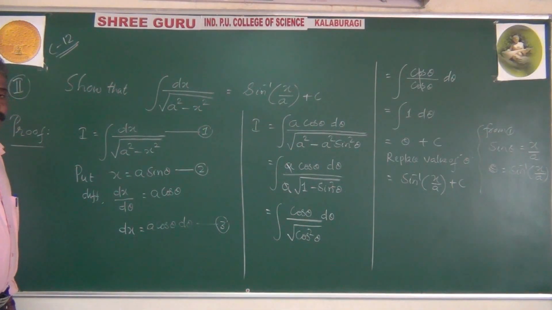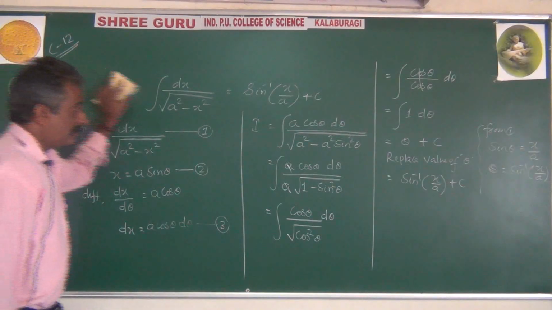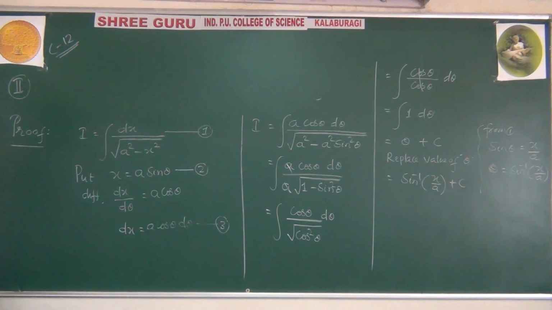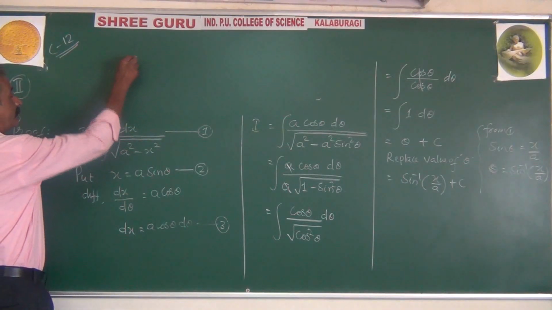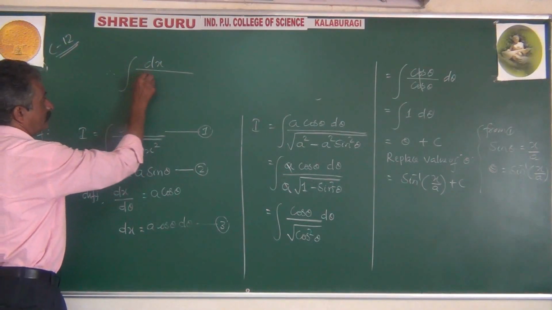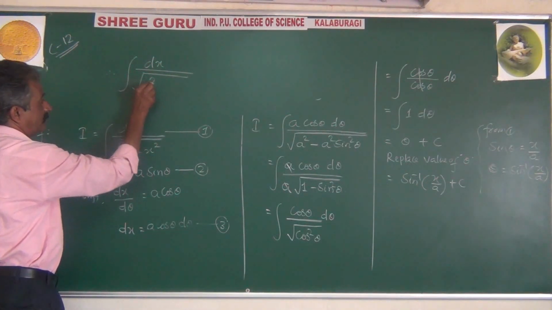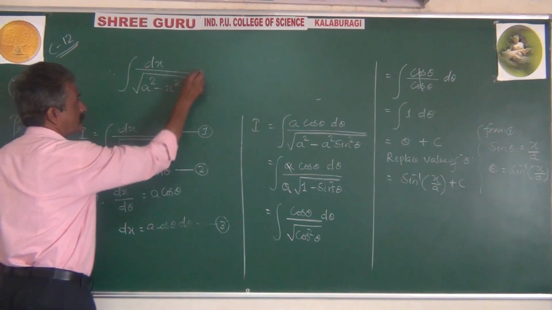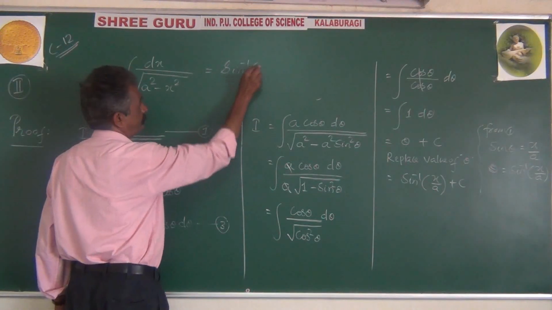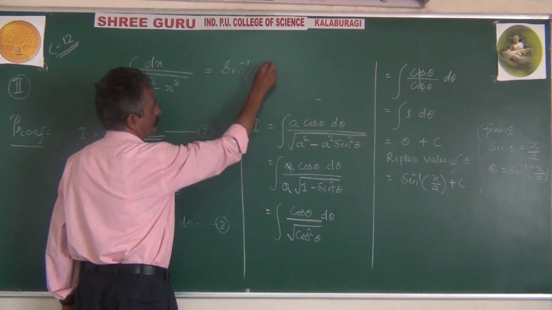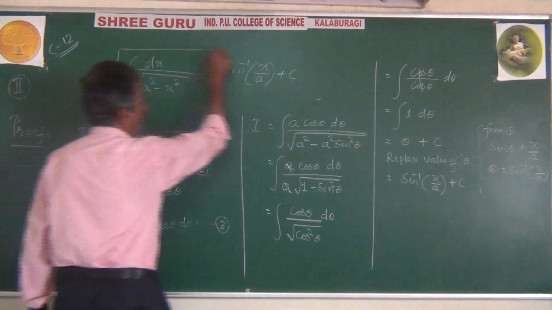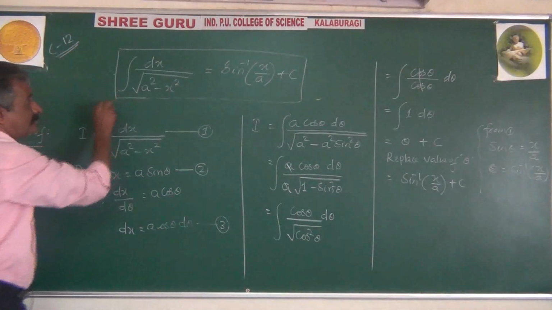So we got the desired answer. Write it again freshly, in detailed form. So integration dx divided by square root of a square minus x square equals sin inverse of x by a plus c. Highlight it. Underline it.